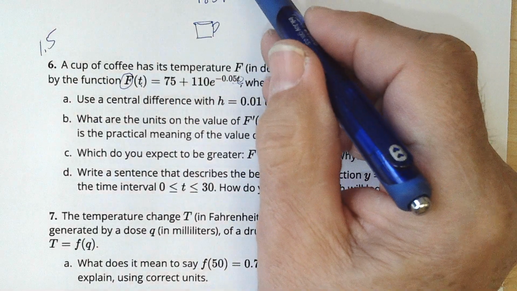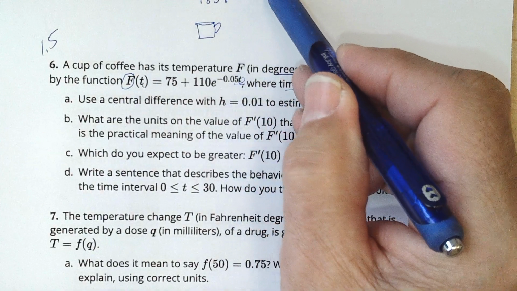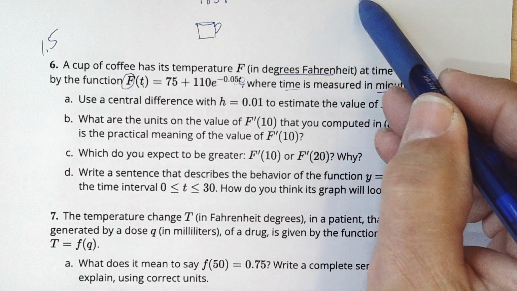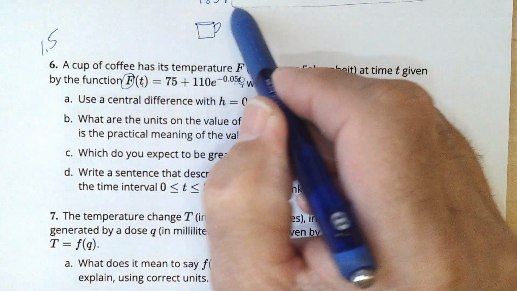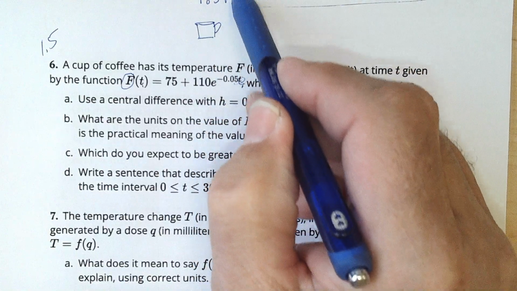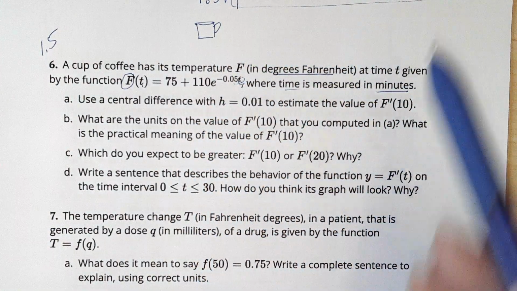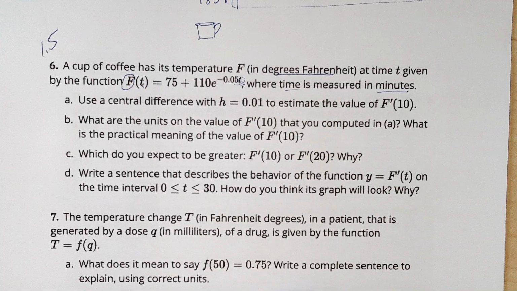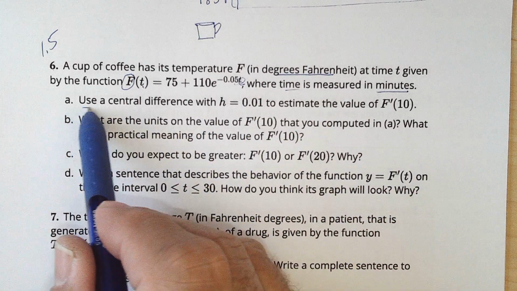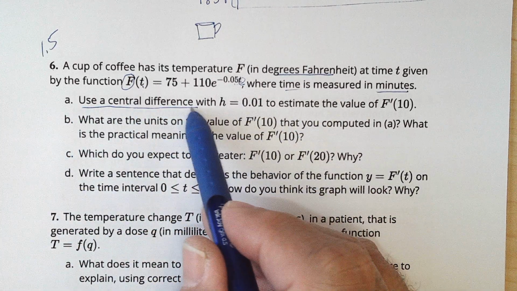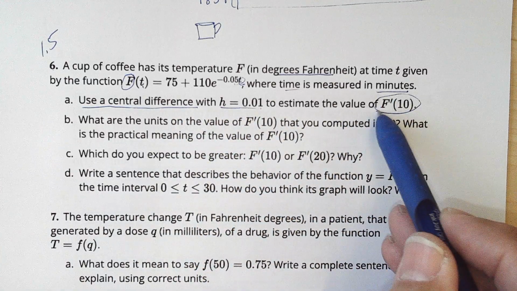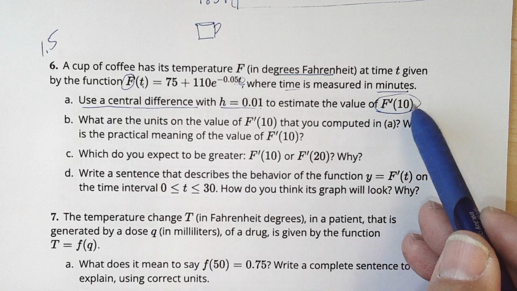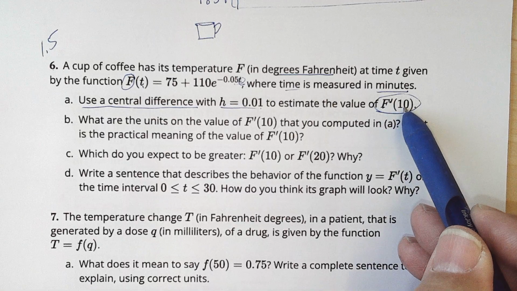And then as time passes, it's going to drop fairly quickly and then less when the temperature of the room is less different than the cup of coffee. So it's going to look something like this. And now we're supposed to use the central difference with h = .01 to find how much the temperature is changing after 10 minutes.